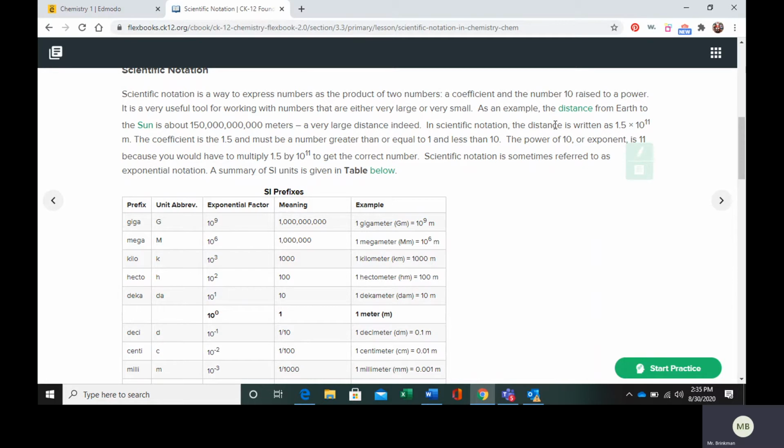So the coefficient needs to be equal to or greater than 1 and less than 10. So the power of 10, or exponent, is 11 because you have to do 1.5 times 10 to the 11th to get the correct number. All right?